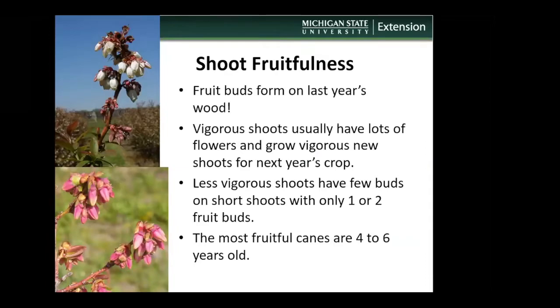So you have to remember that blueberries only fruit on last year's shoots, and the fruit buds are located at the tips of the shoots. And if we've got vigorous shoots, we have lots of flowers, and we can grow a vigorous crop of new shoots and fairly large berries. But when we get to the point where the canes are more than about 6 years old, then we have lots of little short shoots that might have 1 or 2 fruit buds on them and maybe 1 or 2 leaf buds. So instead of these big, large, vigorous shoots, we get these little short shoots with little leaves on them, and we get little fruit.